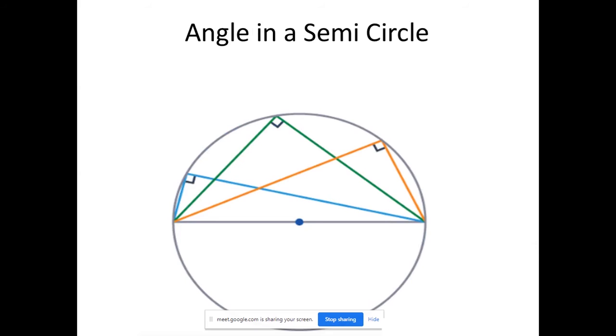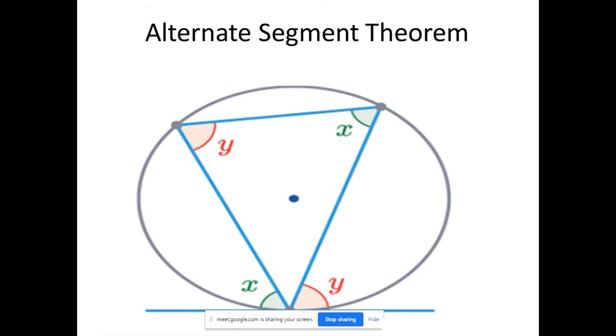So the angle in a semicircle is always 90 degrees. This is what we've seen. Okay, so find out the angles.